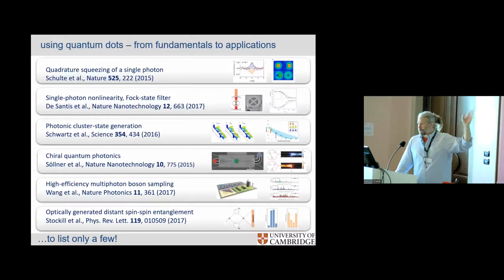Chiral quantum photonics, photonic cluster state generation, single photon nonlinearities, the boson sampling, high efficiency multiphoton boson sampling. These are all works that relied heavily on the quality of the photons that come out, despite the spin part being problematic or challenging.